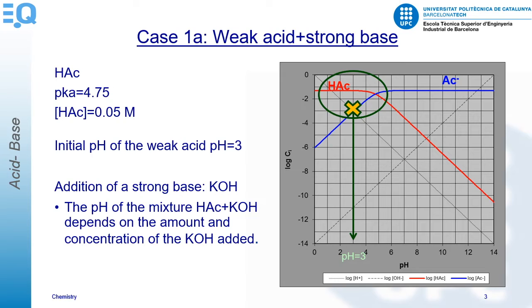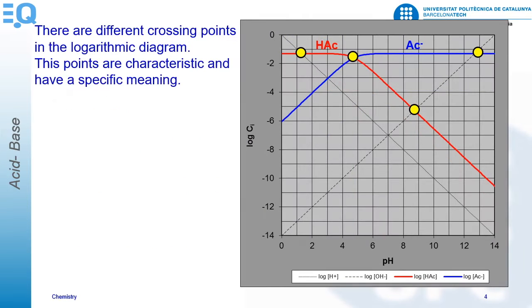To increase the pH, a strong base can be added, such as potassium hydroxide, KOH. The final pH obtained after adding this strong base will depend on the amount and concentration of this strong base. There are certain characteristic points in the logarithmic diagram, the crossing points between different lines of the species in the equilibrium. They have specific meanings.